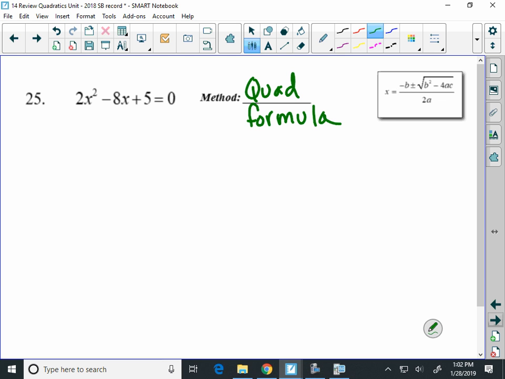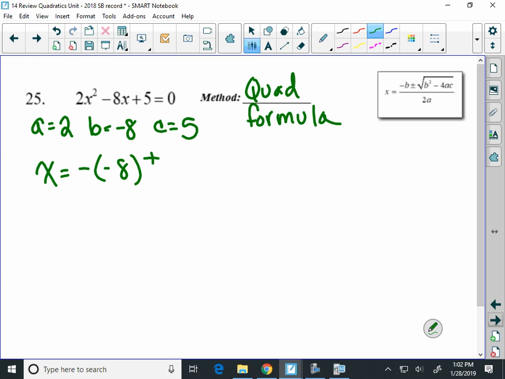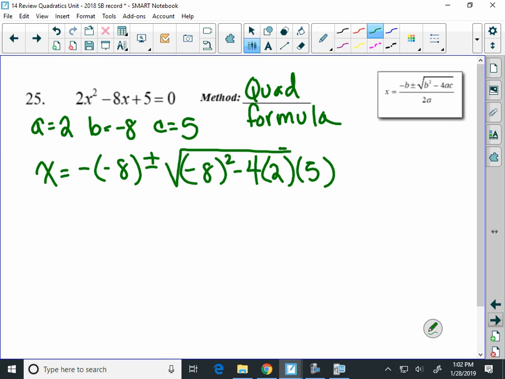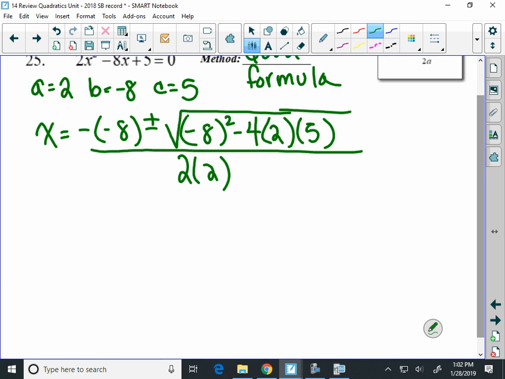Everything's set equal to 0, so that's good. A is 2. B is negative 8. C is 5. So we fill in the quadratic formula, which will be provided for you. x equals the opposite of b, plus or minus the square root of b squared minus 4 times a times c, all divided by 2 times a. And when we simplify this, double negative gives us a positive.